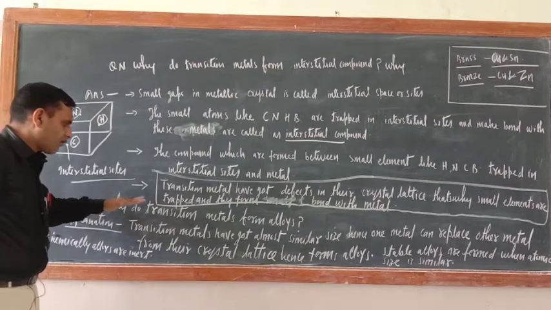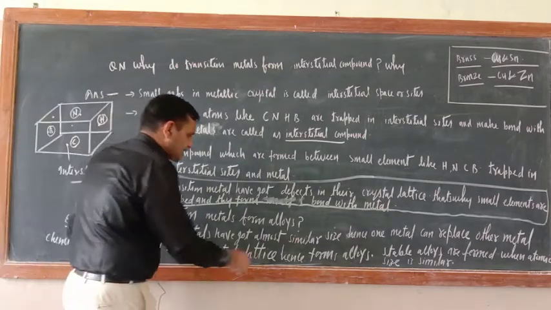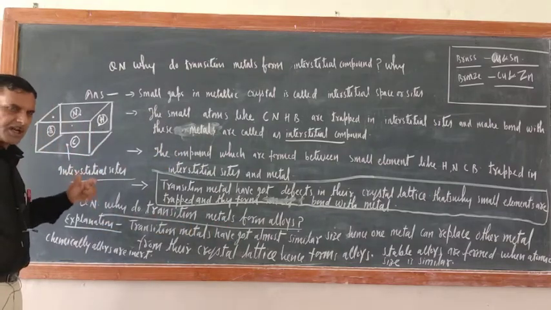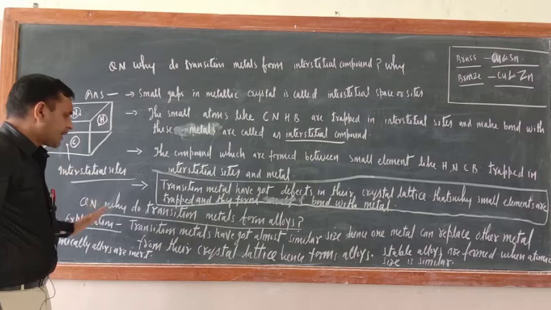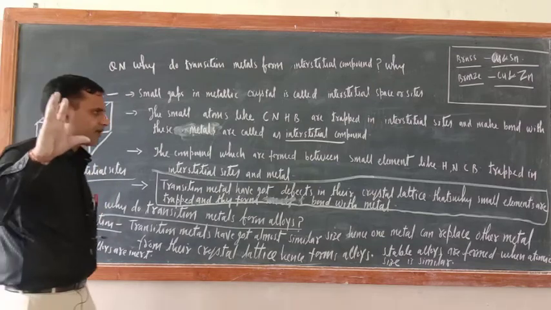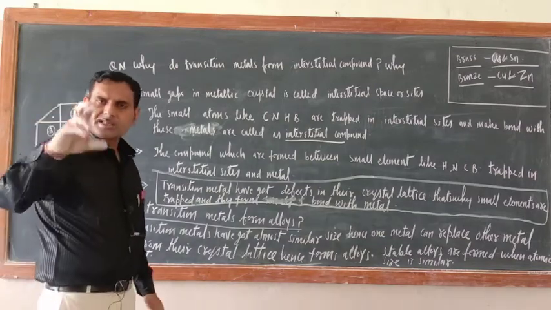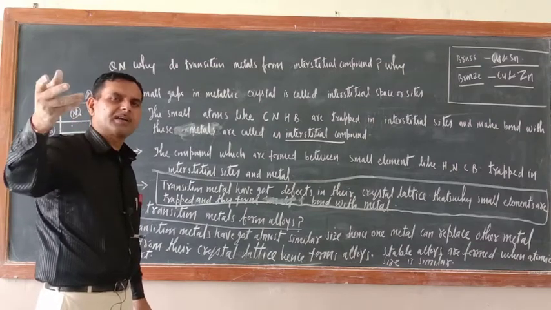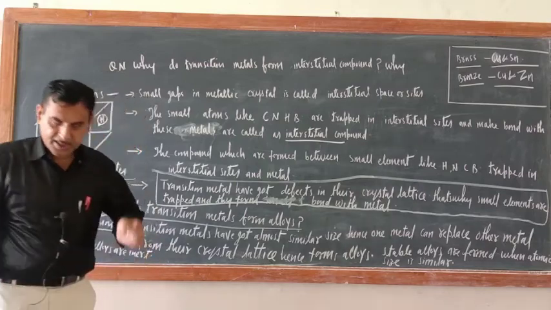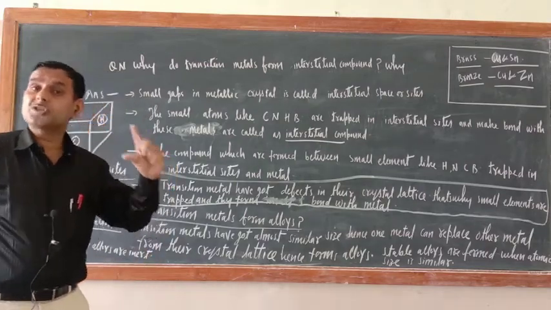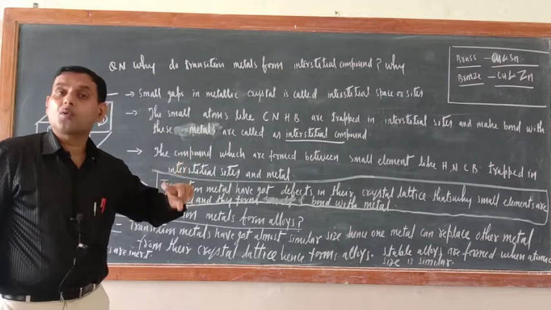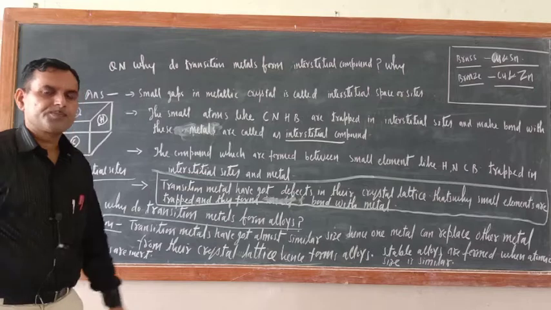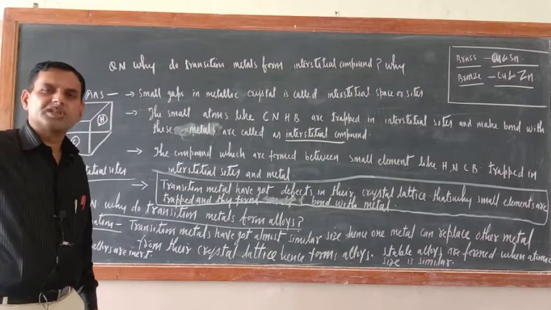Next question, why do transition metals form alloys? Just try to understand first what alloys are. Alloys are nothing but a homogeneous mixture of two or more metals with metal or non-metal. Once again listen, alloys are homogeneous mixtures of two or more metals with metal or non-metal. So try to understand here, alloys are homogeneous mixtures.